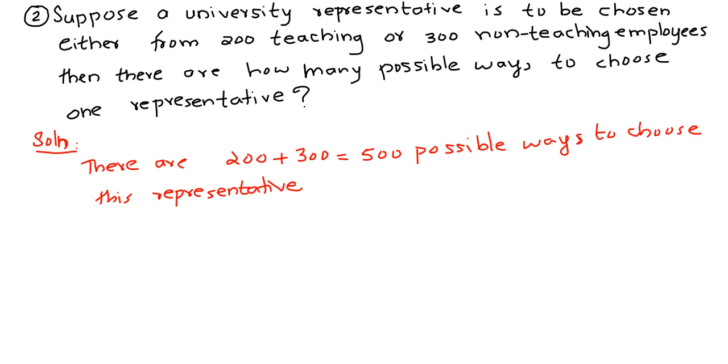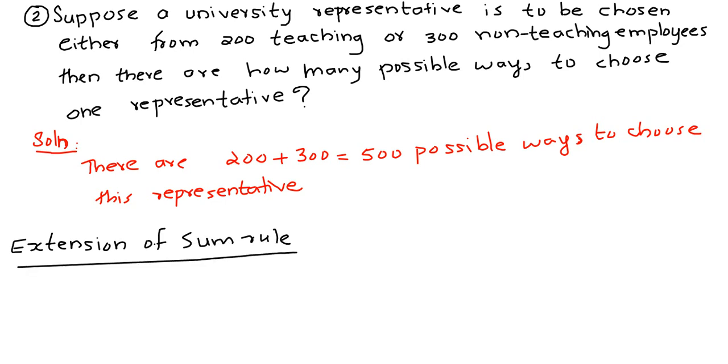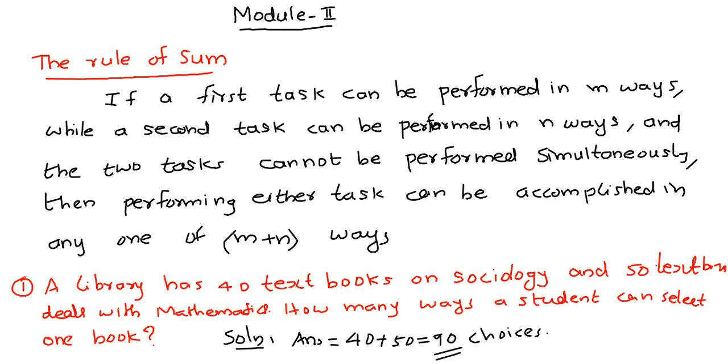Next, extension of sum rule. The sum rule says that if the first task can be performed in m ways and the second task in n ways, and the tasks cannot be performed simultaneously, then performing either task can be accomplished in any one of m plus n ways.